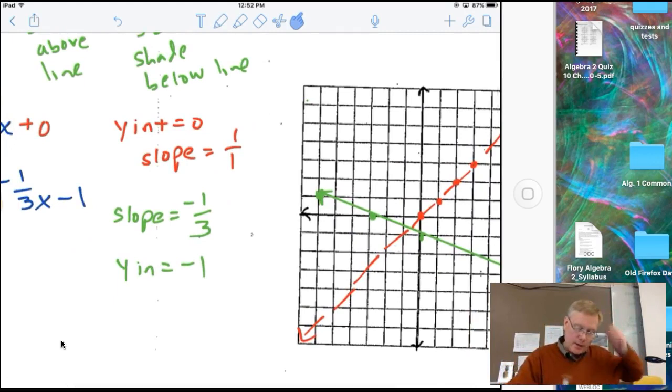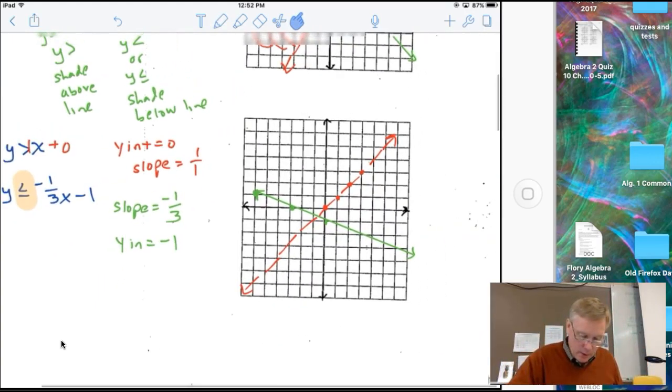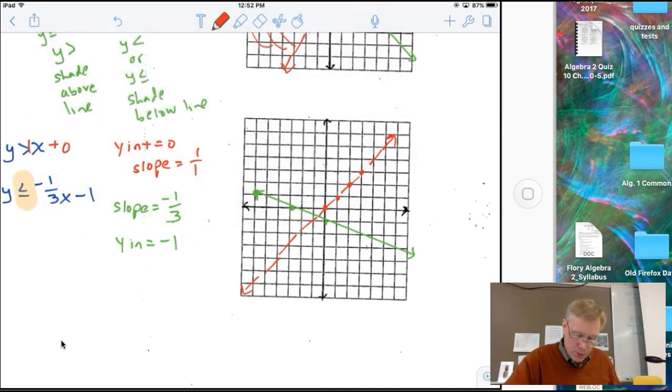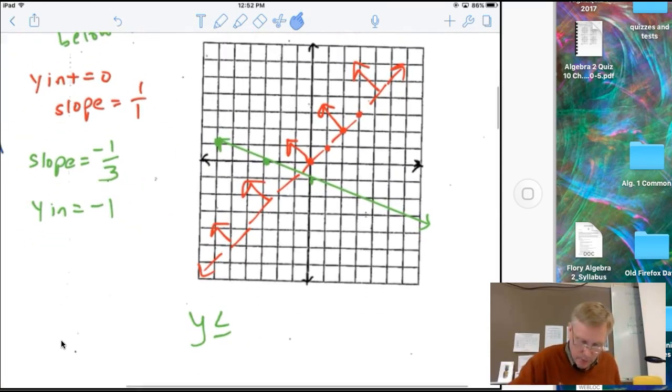Now this is the second way I like to do these, with the shading part. So if I get to the red line here, this is y is greater than, so that would be shading above it. I'm going to use some arrows this time. And the second one, green line, is y is less than or equal to. So that means I shade below the line. So I'm going to put arrows from the green line going down below it.